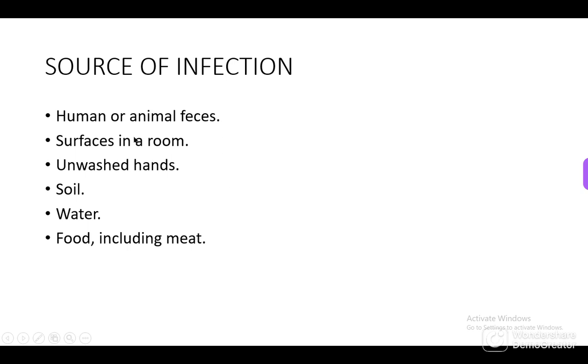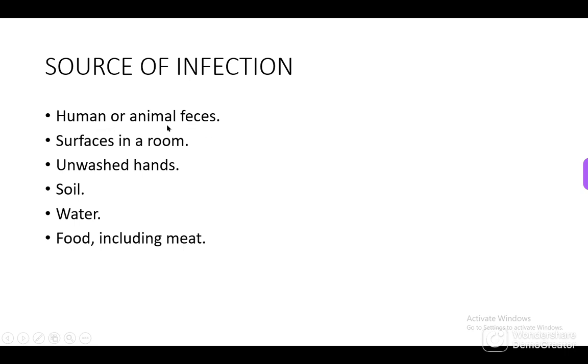The source of infection is human or animal feces. So it is the anus and the mouth. So with poor washing of the hands, auto-infection can occur.